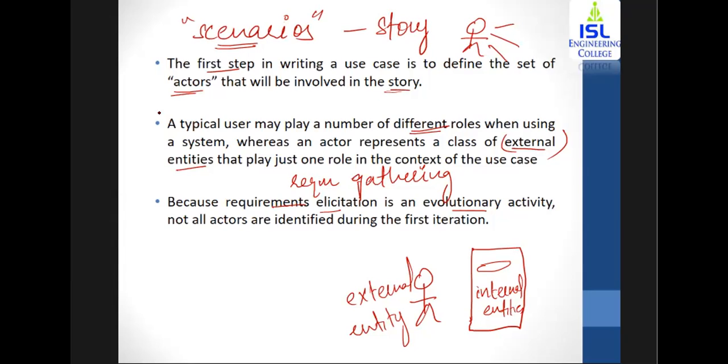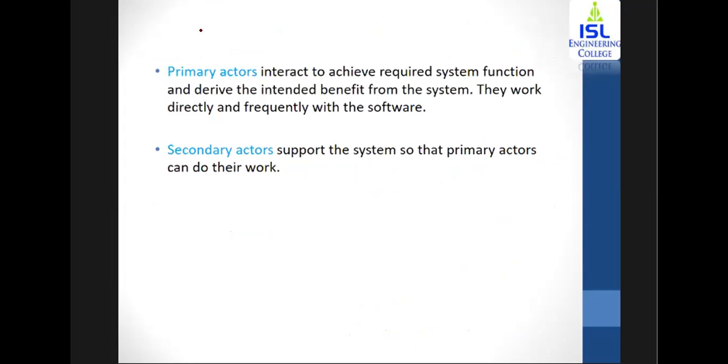So these different use cases also cannot be defined at the first level. All actors are going to be identified during the different iterations. So not all actors are identified during the first iteration. Within the second and third iterations, you can identify the different actors that are involved. Now, as I told you, there are two types of actors. Within the actors, you've got the primary actors and you've got the secondary actors.